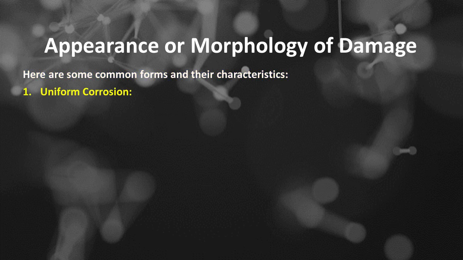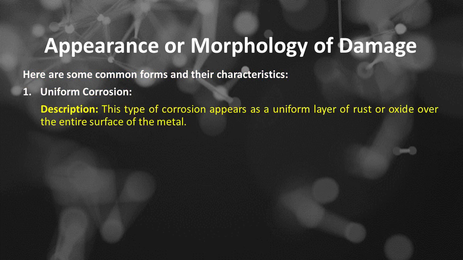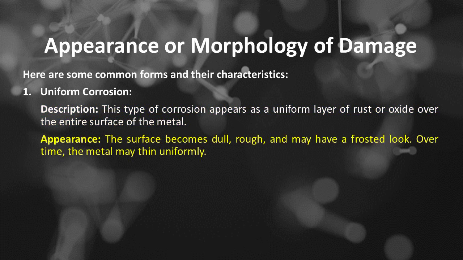Number 1 is uniform corrosion. Uniform corrosion description. This type of corrosion appears as a uniform layer of rust or oxide over the entire surface of the metal. Uniform corrosion appearance. The surface becomes dull, rough, and may have a frosted look. Over time, the metal may thin uniformly.